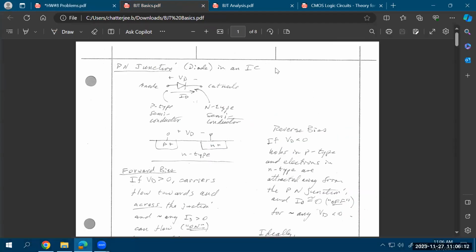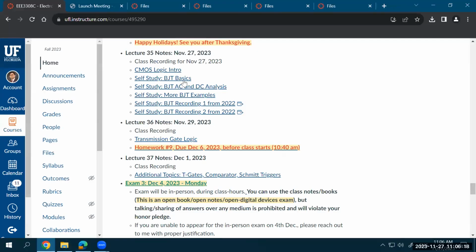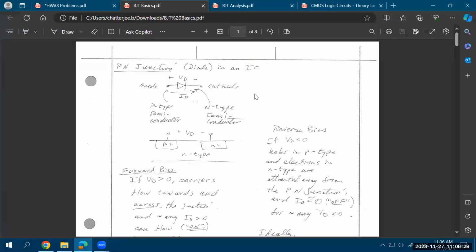All right. So I have also uploaded the self-study material over here, which is basically your BJT basics and BJT AC and DC analysis, along with a few examples on BJTs. So what you see is that the way you'll analyze BJTs, bipolar junction transistors, will be very similar to MOSFETs. Even though the behavior of the device is different, the way you will be using it in a circuit will be very similar.